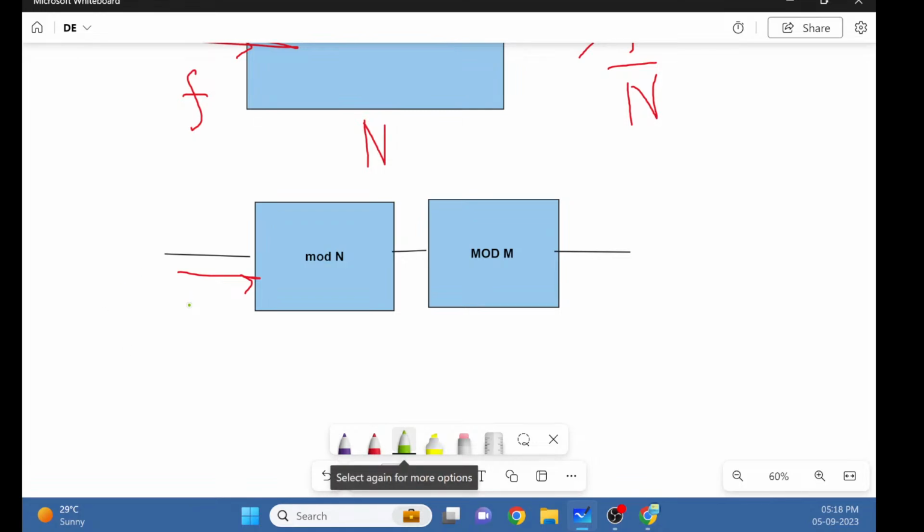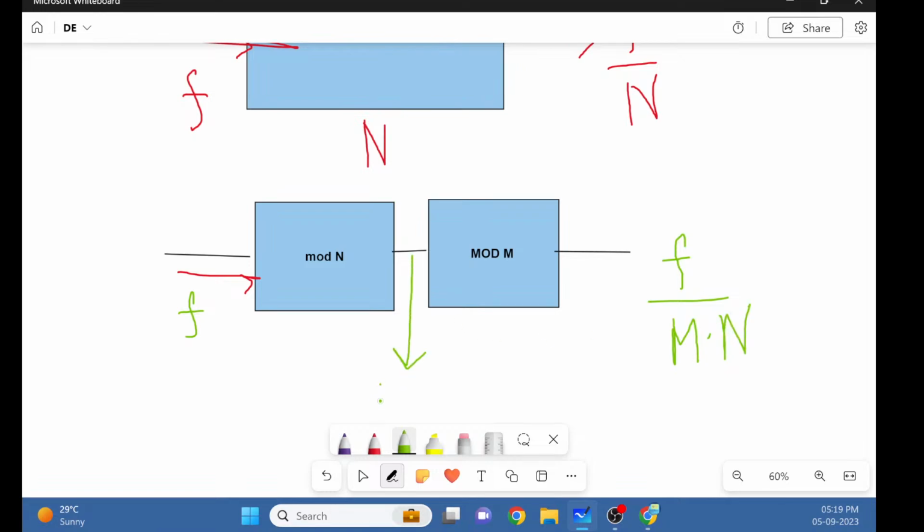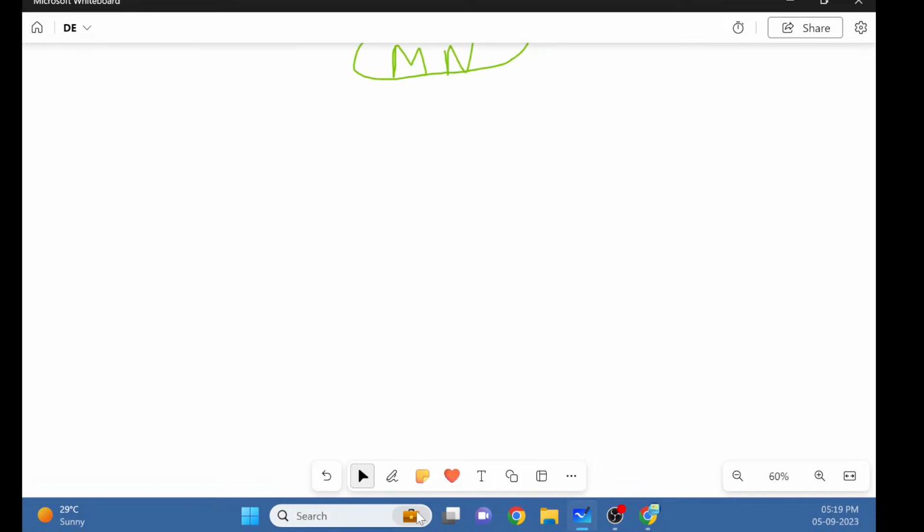Okay, I will give you the answer. The input frequency will be f itself, but the output frequency will be f divided by m times n, because the overall states would be m times n. In the above case, when there was only one counter, the overall number of states was capital N. So these are the different types of counters. Now let's try classifying the counters.